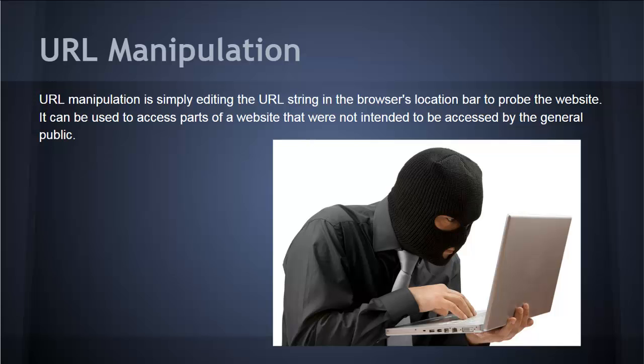URL manipulation is simply editing the URL string in the browser's location bar to probe the website. It can be used to access parts of a website that were not intended to be accessed by the general public.